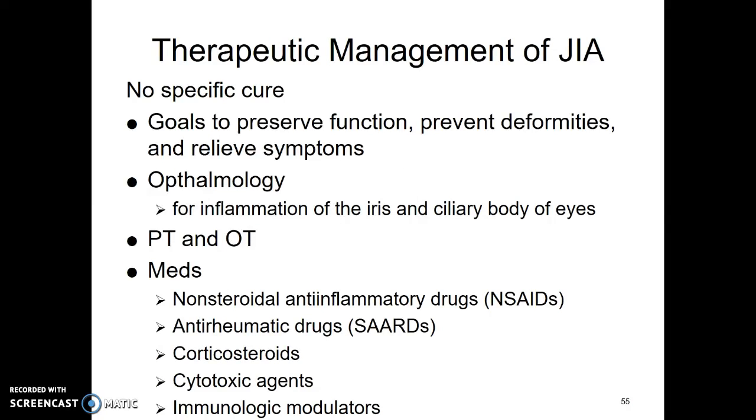There's not really a specific cure for it. Our goal is to preserve functioning because the damage to joints can be permanent. So we want to prevent that joint deformity. We want to relieve symptoms because it is painful. Often there's some involvement of the eyes, so we want ophthalmology involved. We want physical therapy and occupational therapy working with these kids so that they don't lose mobility.